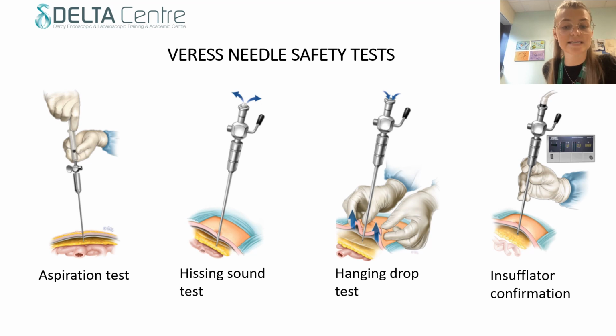Another test is the hissing sound test. So you turn the valve off once the needle is inserted, and then you lift the abdomen, open the valve, and listen for a hissing sound. Finally, a hanging drop test can be done. This is where you place a saline drop at the open end of the Veress needle. You elevate the abdominal wall, and then water should disappear down the shaft, and the abdominal wall will suck the saline into the abdomen. If that occurs, then this is the correct placement. Finally, insufflation confirmation should occur. This is where you use the insufflator to measure the intra-abdominal pressure at the tip of the Veress needle, and the pressure should be low if it's in the peritoneum.